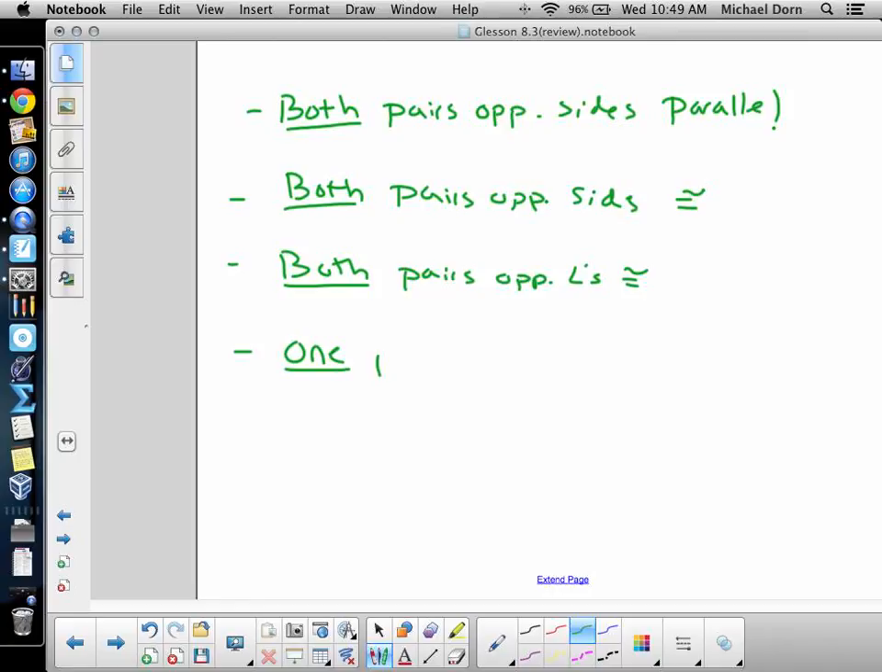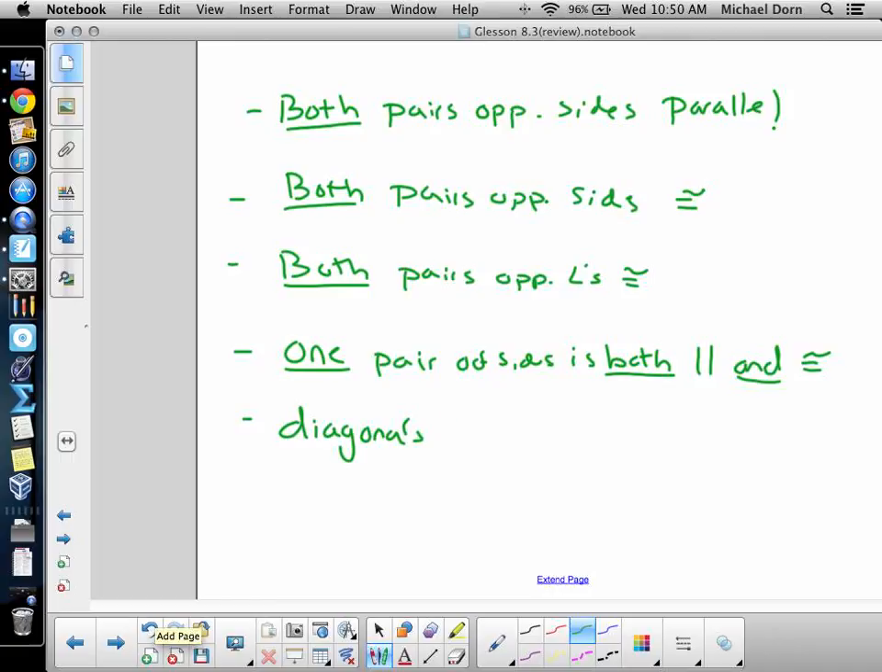One pair of sides is both parallel and congruent, or the diagonals bisect each other. Those are the 5 ways I can show that something's a parallelogram. But I have to make sure my measurements support one of those 5 reasons.